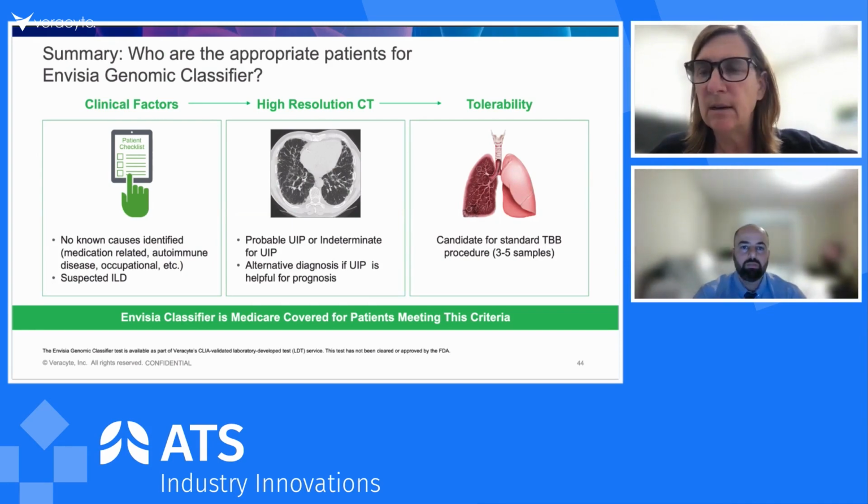And then finally, we always want to think about safety. So patients that are able to tolerate this relatively non-invasive procedure, but still a procedure. So people who would be a candidate for standard transbronchial biopsy procedures with 3 to 5 samples. In this group of patients, this is a covered indication, and patients meeting these criteria would certainly be excellent candidates for the genomic classifier.